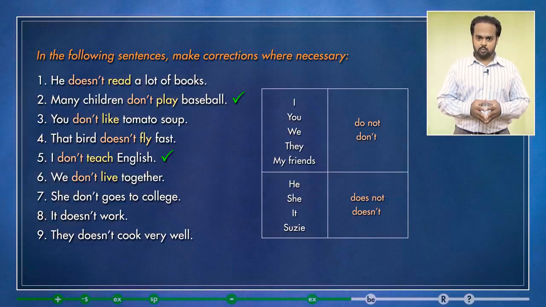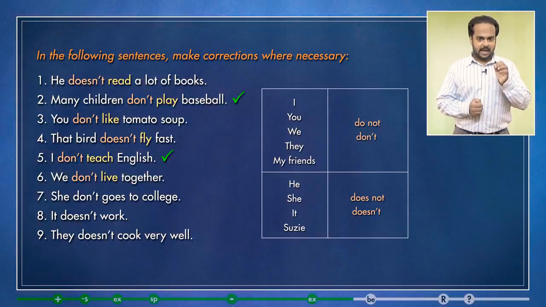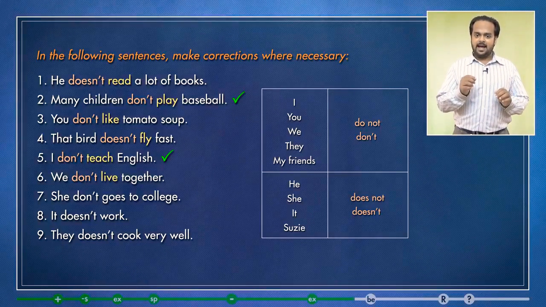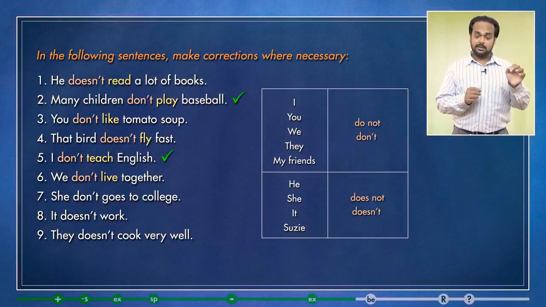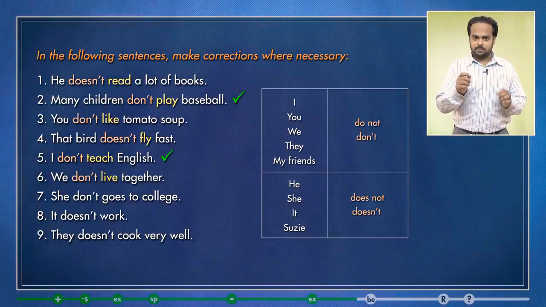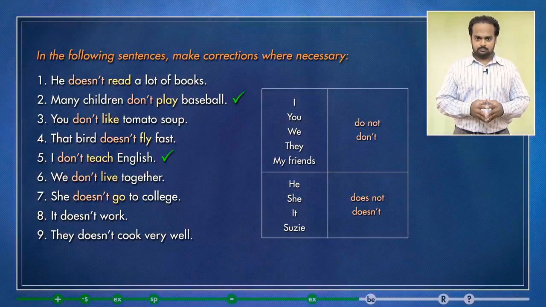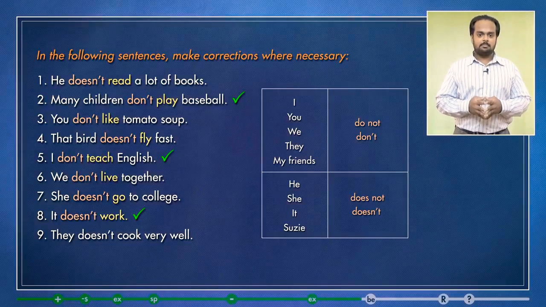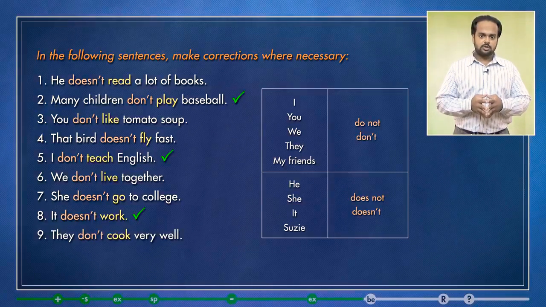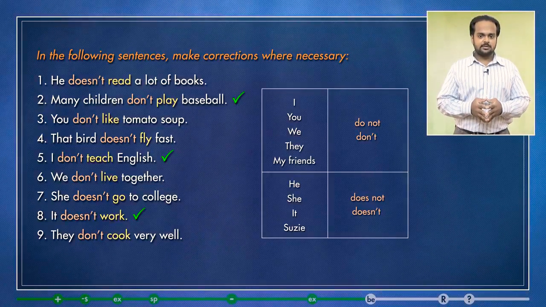Number 7 is wrong as well. And this is another common type of error. The s is added here. That's good, but it's added to the main verb, go. It should be added to the helping verb, not the main verb. So she doesn't go to college. Number 8 is correct. It doesn't work. Finally, number 9 is wrong. For they, you need don't. So they don't cook very well. All right, let's now move on to the final topic in this lesson, and that is the special case of the verb be.